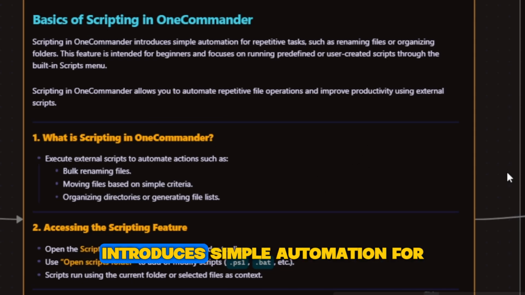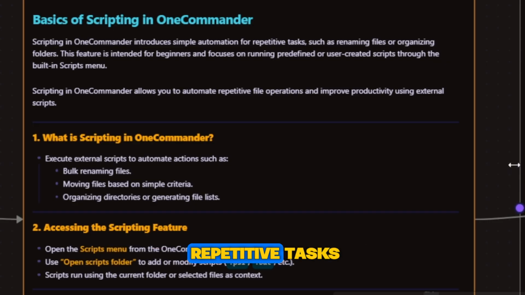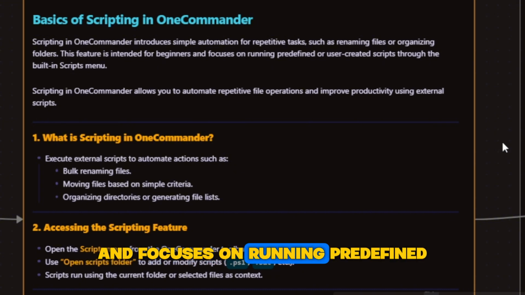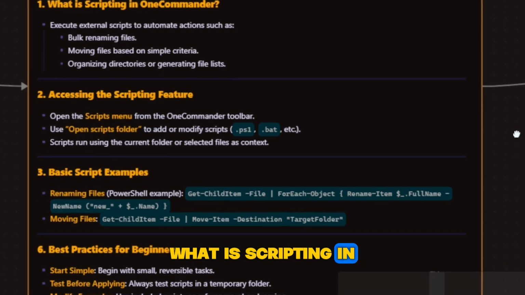Scripting in OneCommander introduces simple automation for repetitive tasks such as renaming files or organizing folders. This feature is intended for beginners and focuses on running predefined or user-created scripts through the built-in scripts menu. What is scripting in OneCommander?